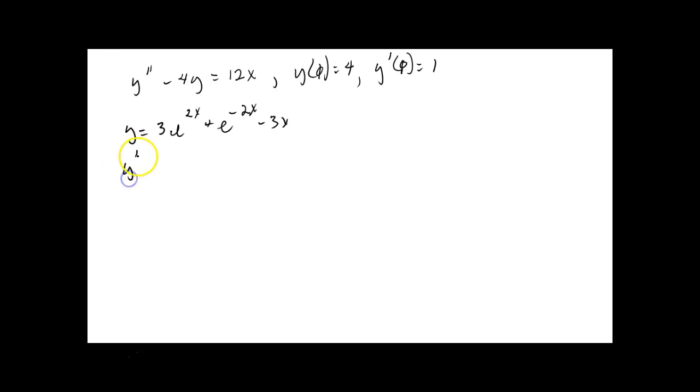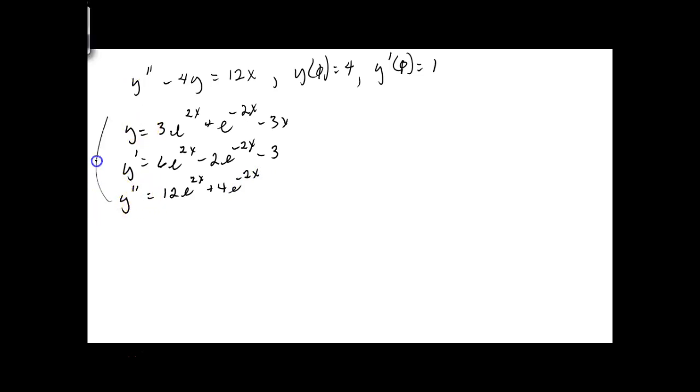Take a derivative. Y prime is equal to 6e to the 2x minus 2e to the minus 2x minus 3. But really that y prime doesn't do us a lot of good because there's no y prime in the problem. But we got to have it in order to get y double prime. And what would y double prime be? 12e to the 2x plus 4e to the minus 2x, done. So there's what we need.